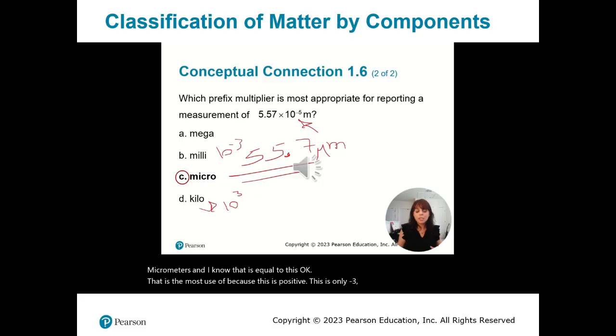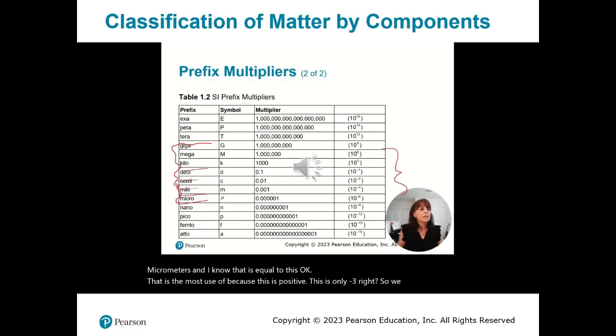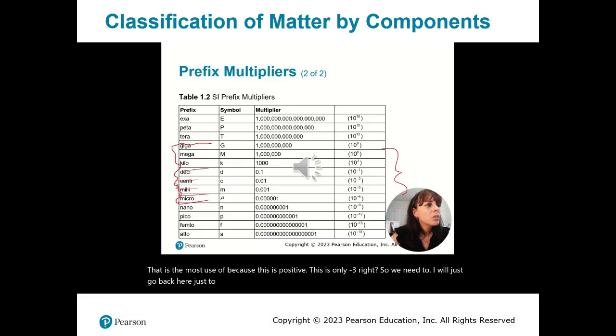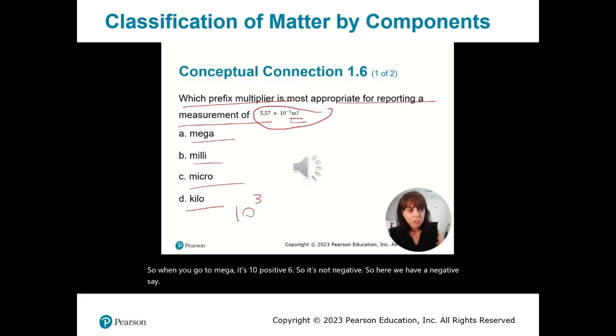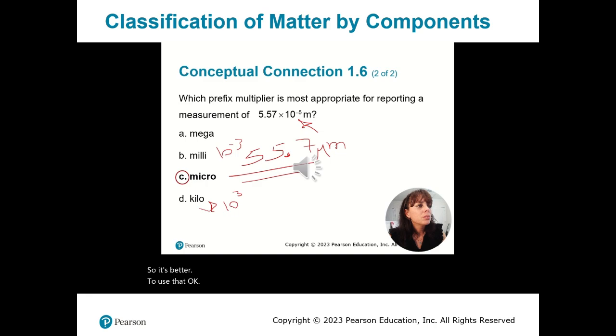I will just go back here to show you. You need to look at this: 10 to the negative 3, 10 to the negative 6. When you go to mega, it's 10 to the positive 6, so it's not negative. Here we have a negative, see? So it's better to use that, okay? So negative, and here we have positive, and here is negative 6. So that is the one that is most appropriate to use.